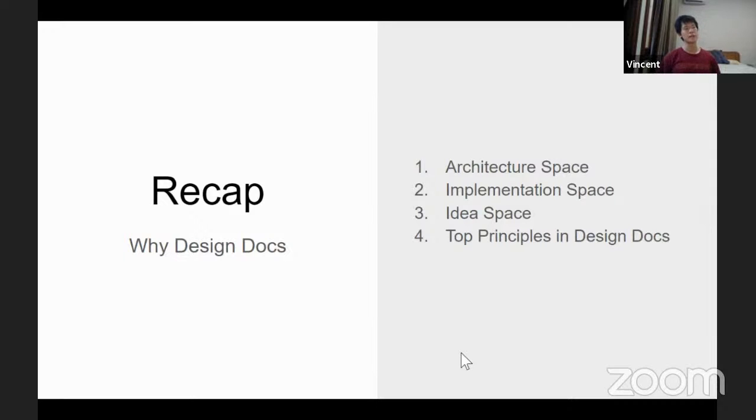And by the end of the day, we also talked about top principles in design docs, especially how we start from the bottom and go up slowly, and to make sure that we invest in the right directions and not just focus and get fixated on one documentation that maybe is not ready to be implemented.